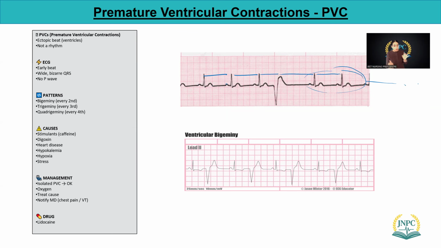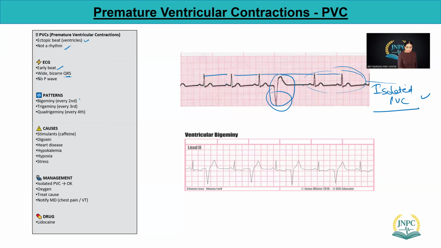So at that time, we call it isolated PVC. Isolated PVC is not scary. That's okay, as long as it is coming back to the normal sinus rhythm. Isolated, we don't have to worry much. But if you see why it's happening, it's an ectopic beat, means an extra beat or premature beat before the ventricles contract. So it's not a rhythm, it's just a beat. Okay. So it's an early beat. And instead of a normal QRS, you see a wide, bizarre QRS complex. And at that point, we don't see any P wave, right?